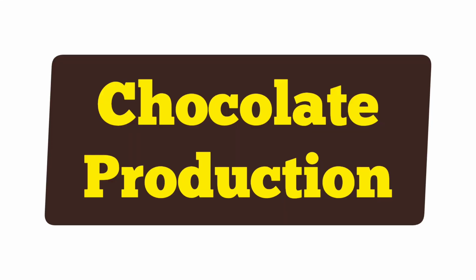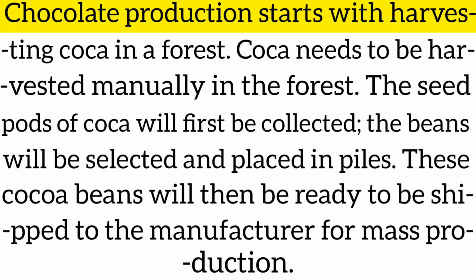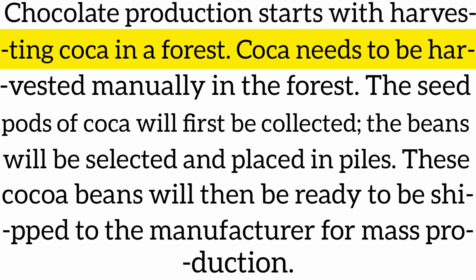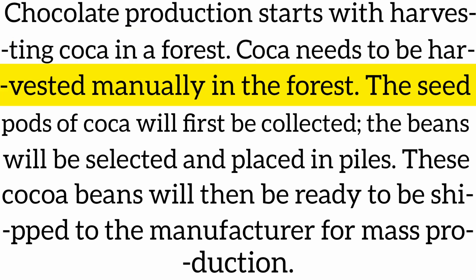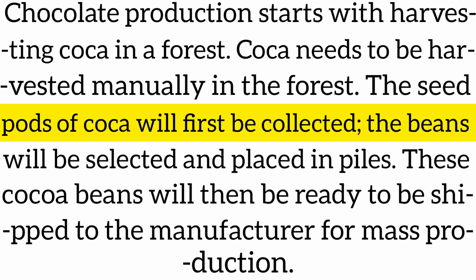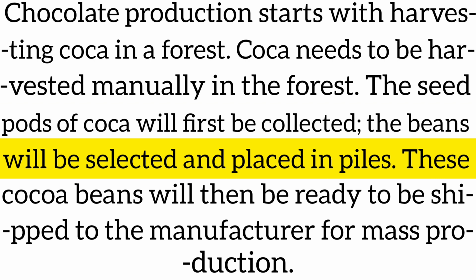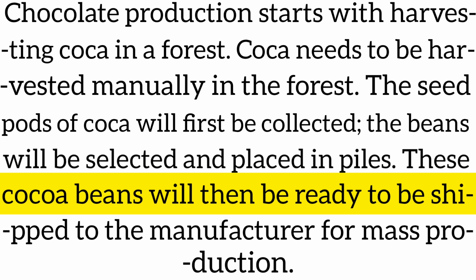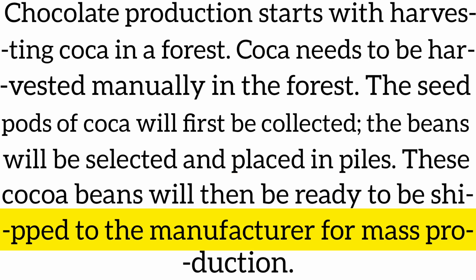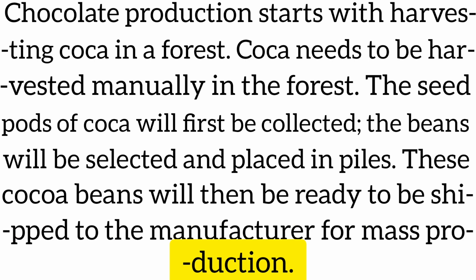Chocolate production. Chocolate production starts with harvesting cacao in a forest. Cacao needs to be harvested manually in the forest. The seed pods of cacao will first be collected. The beans will be selected and placed in piles. These cocoa beans will then be ready to be shipped to the manufacturer for mass production.